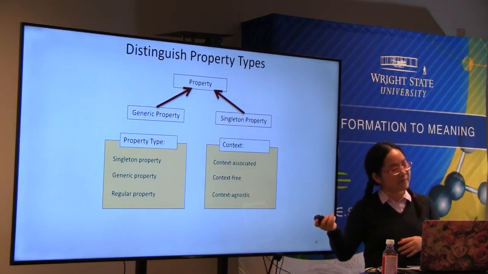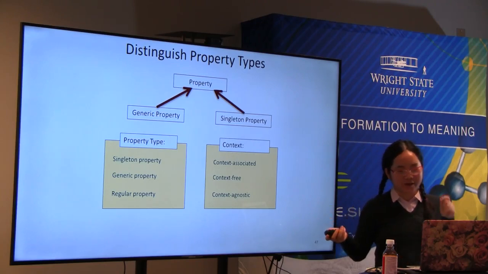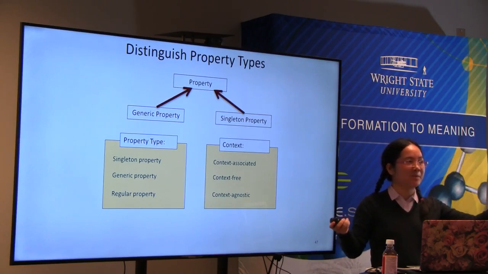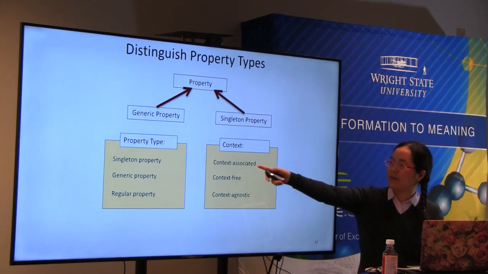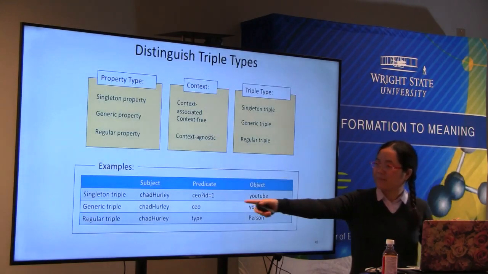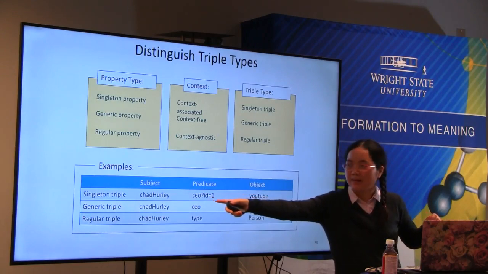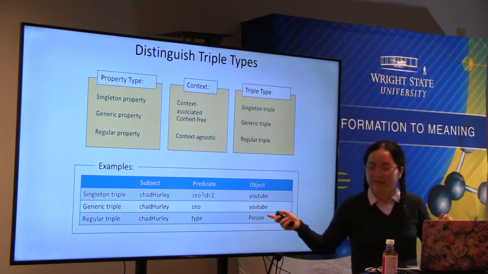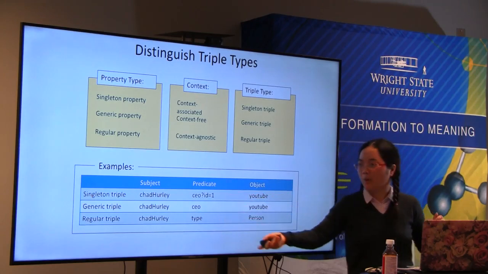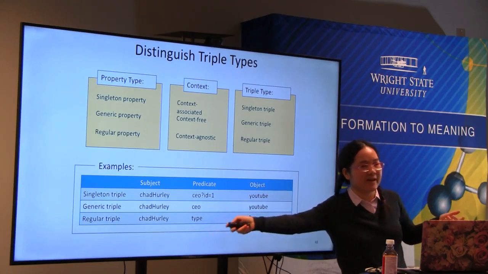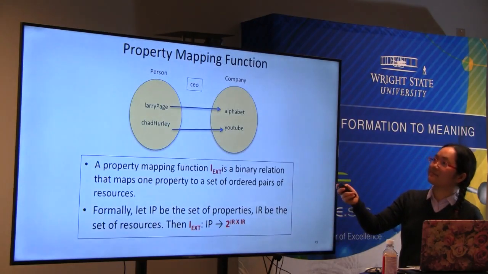For this, I have presented so many times, so I'm going to do it really quickly. Here we distinguish the generic property and the singleton property, and a part of that is the regular property, which is not associated with any context. So this is a singleton property, and because of that, this is a singleton tuple. And this is the generic tuple because CEO is a generic property, and type or is person is a regular tuple because it's not associated with any context.